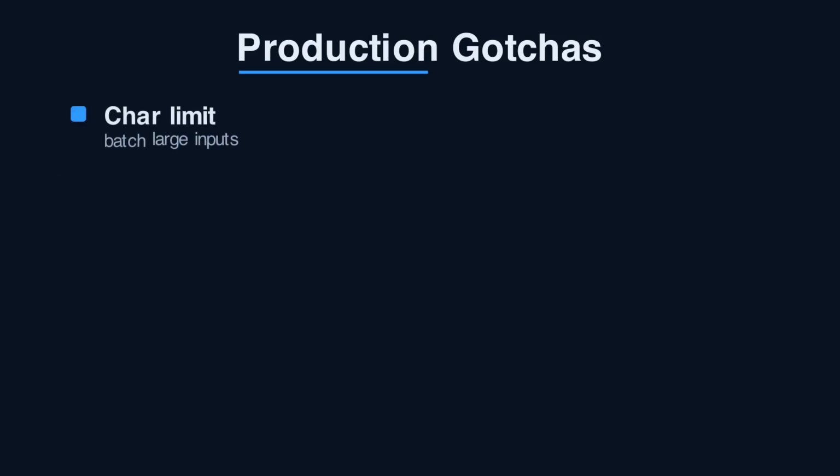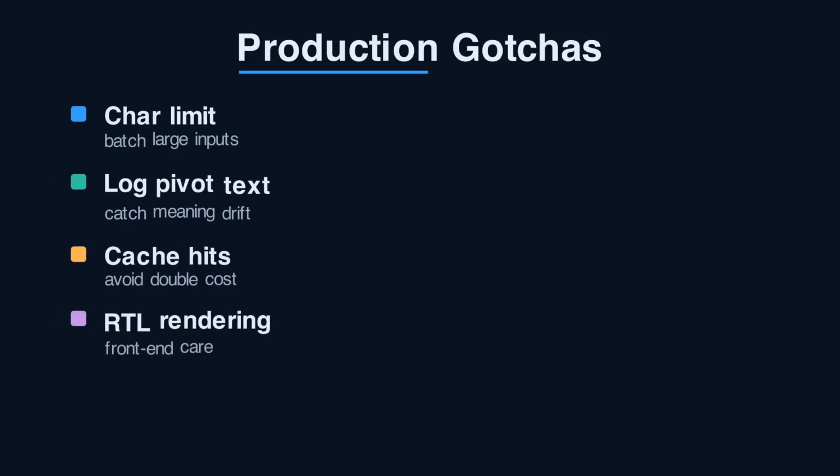Translator has a character limit per request, currently 50,000. Batch long inputs. Translated text can shift meaning, so log the pivot text for debugging. Right-to-left languages need careful rendering on the front end. And cache common translations. Repeated questions shouldn't pay the translator cost twice. Limits and prices change, so check the current Azure docs.